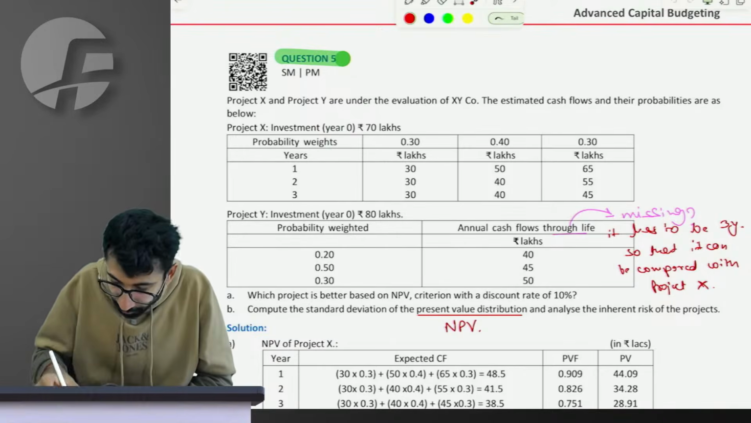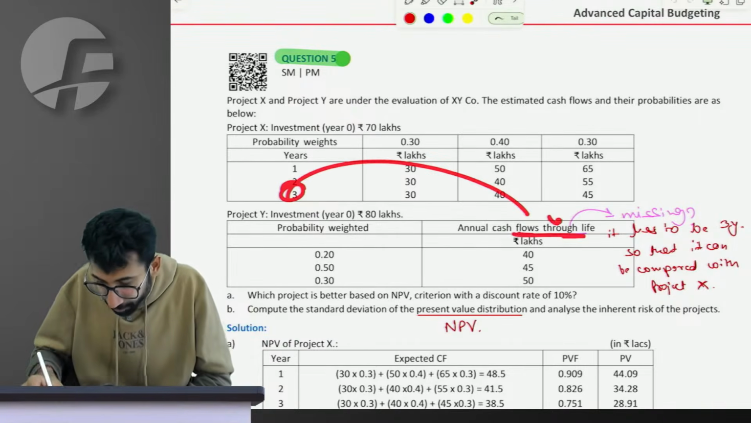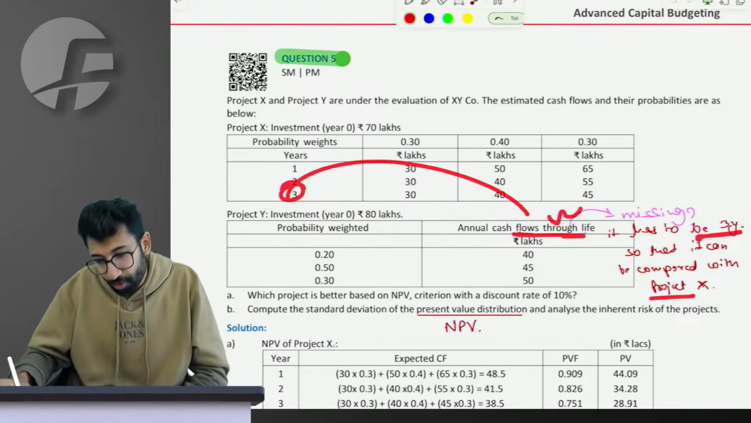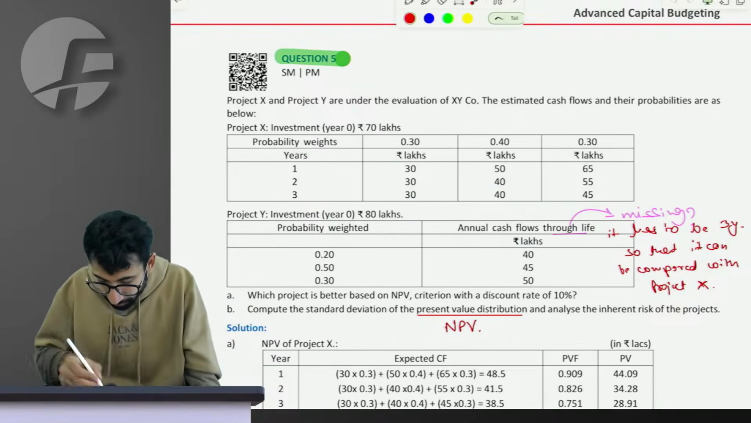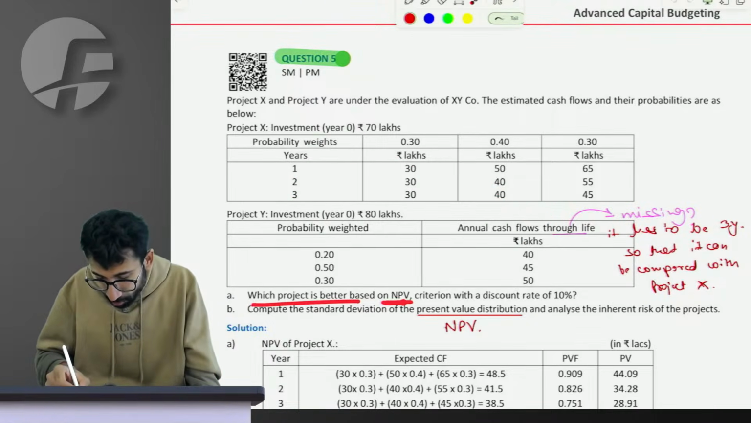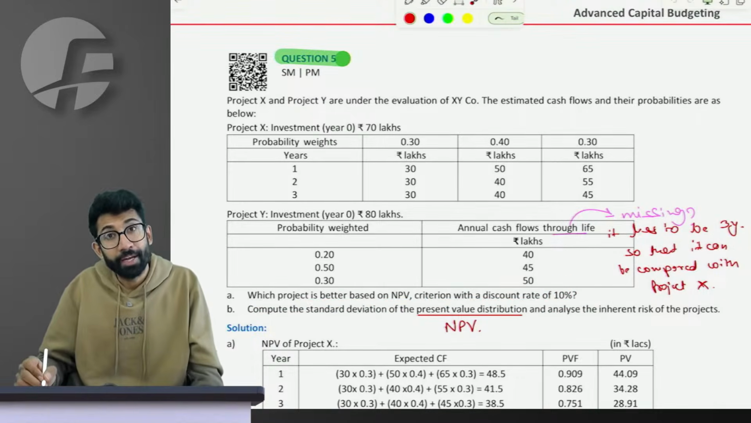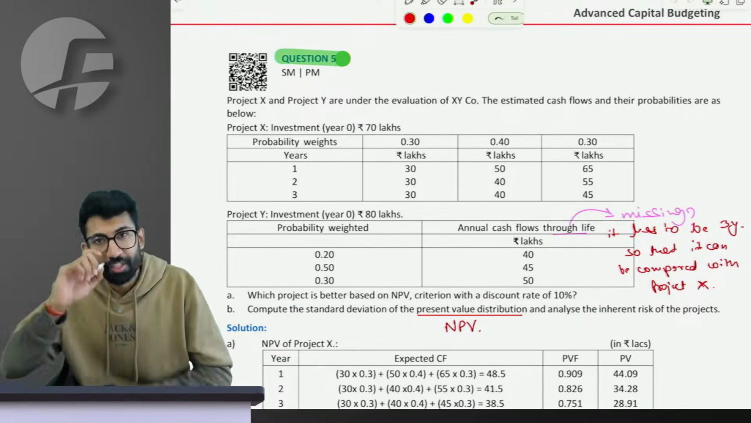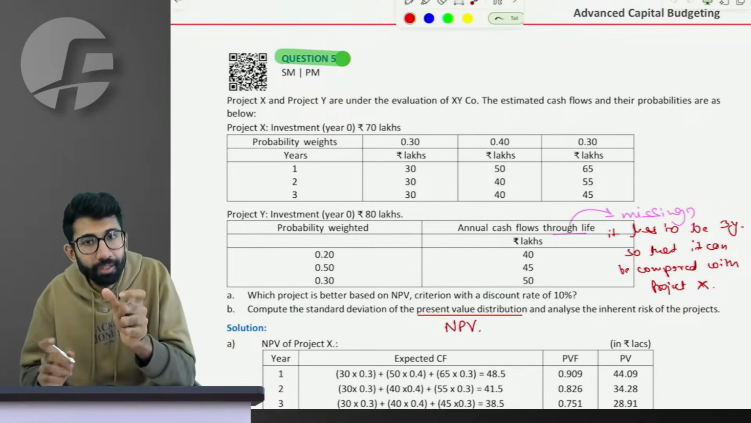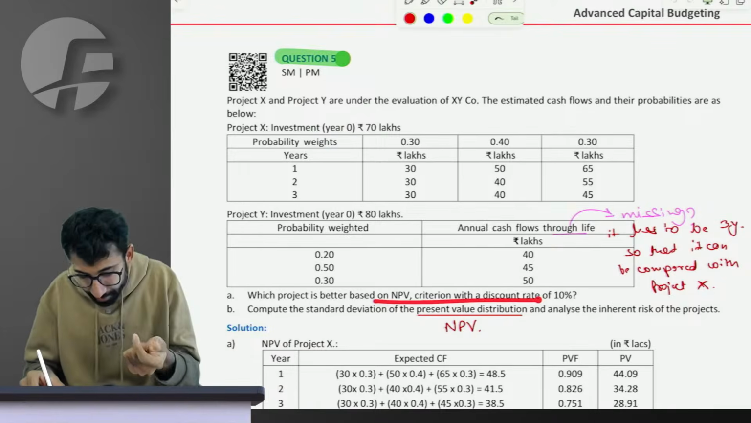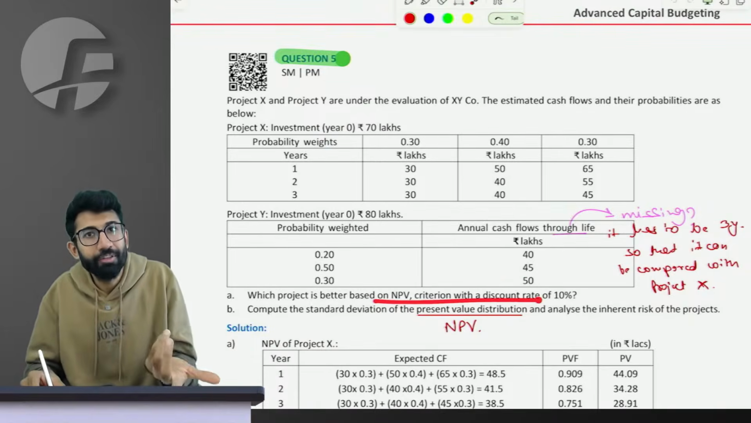In the absence of information, we have to assume that even this particular project has 3 years of life. Fine, sir. Which project is better based on NPV criteria with a discount rate of 10%? You have to calculate the NPV of the project. Anything that gives me a higher NPV is better.